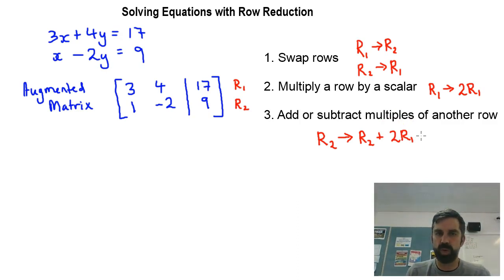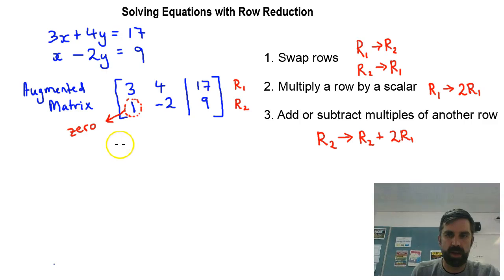Now, what's the actual goal? Well, in the case of two equations and two unknowns, the goal is to make this number here 0. You'll see why when we get to that. But if we can make that number 0, then we're able to solve the equations. So now let's do that with the matrix that we've started with here.